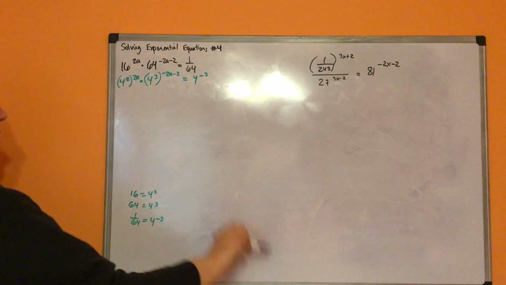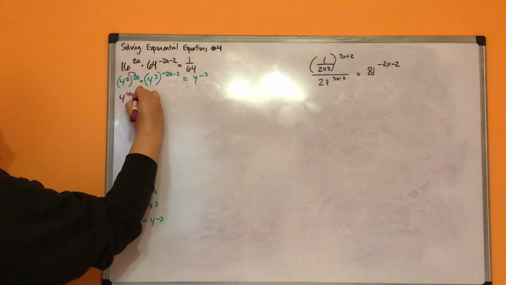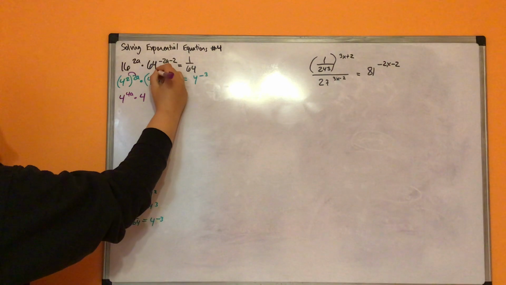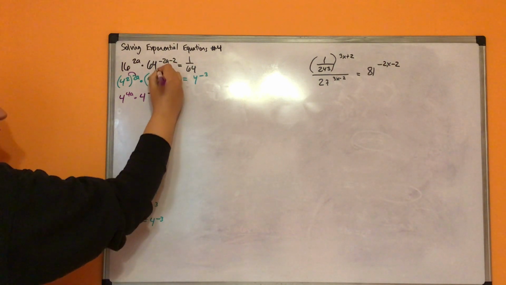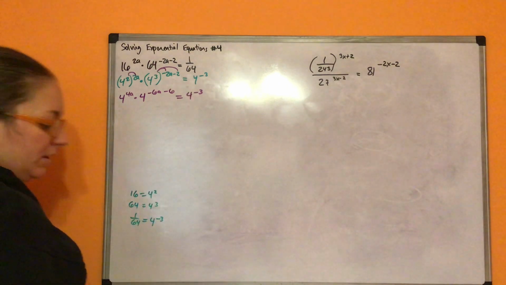From here, power of a power, let's distribute. We get 4a here. Keep the base the same. This becomes negative 6a minus 6. Other side, there's nothing to change yet.